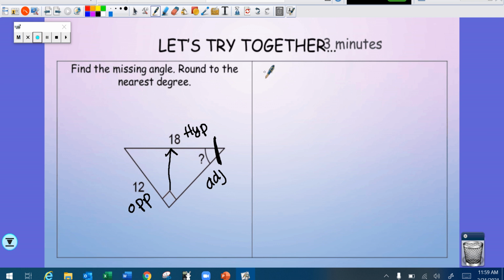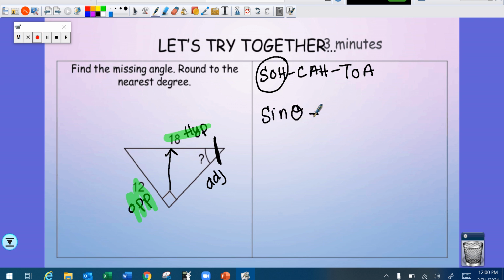So since I'm looking for an angle, I'm going to have to use SOHCAHTOA. I'm looking for an angle inside of a right triangle. Here, they gave me the hypotenuse and they gave me the opposite side. So I want to look and see which trig function has both of those in it, and that would be sine. So I will write sine of theta equals opposite over HYP.